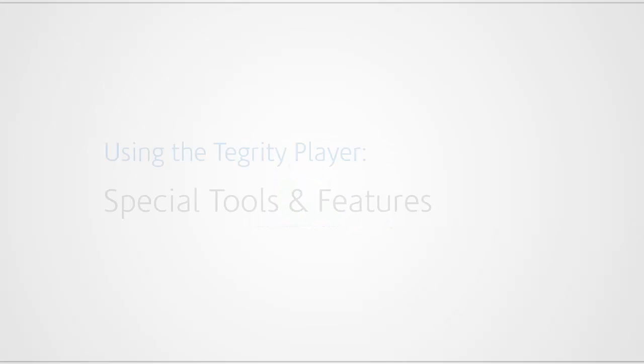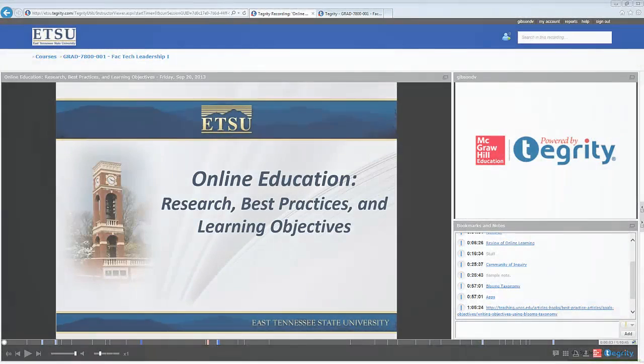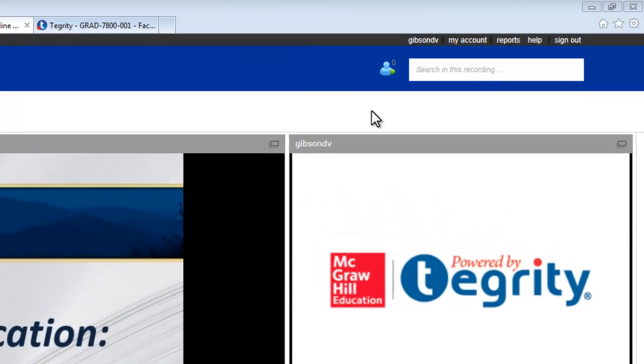Tegrity has a few features that really set it apart from being just a video player. Tegrity is good at playing videos, but it's also a great study tool. One of the most helpful features is the search box. While using the Tegrity viewer, you can type in a text query, and Tegrity will search through the on-screen information and return any results that include your search terms.